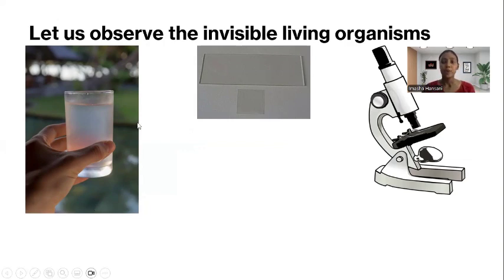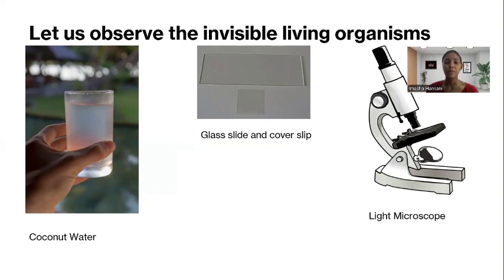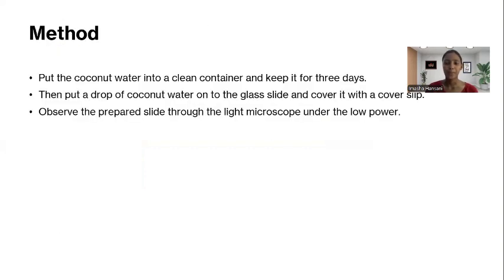So, in order to observe the invisible living organisms, we are going to do a really interesting activity. For this activity, we need coconut water, and then we need a glass slide and cover slip. And then the star of our activity, which is the light microscope or the compound microscope. Step by step, we'll see how we can observe these living invisible organisms, simply the microorganisms.